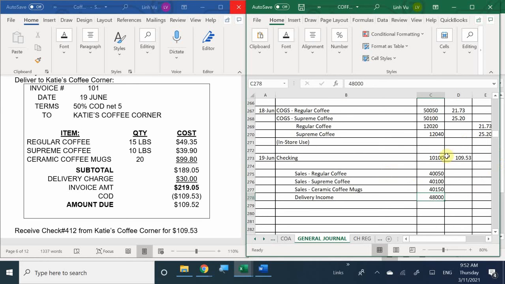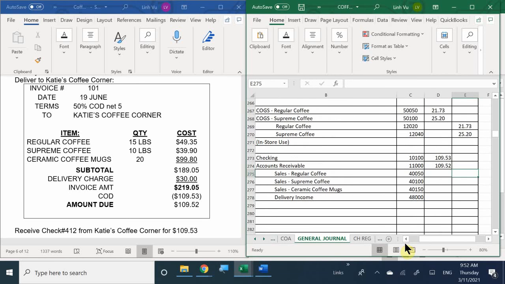So we received $109.52, and accounts receivable, because did she pay us in full? No. She still owes us 109.52. And second of all, who's Katie? She's a customer. Good job. So again, accounts receivable. And what account number is that? 11,000. All right. So how much does she owe us?